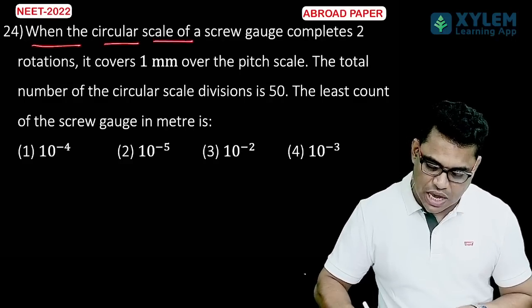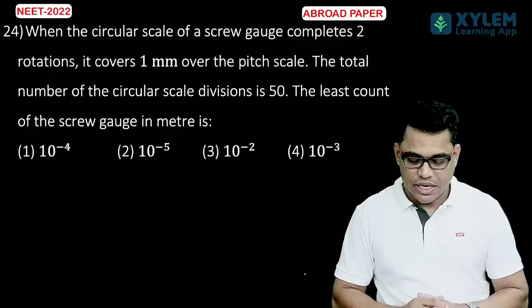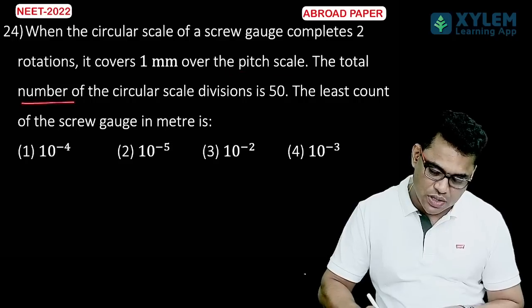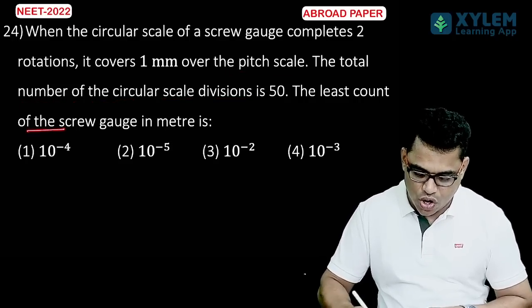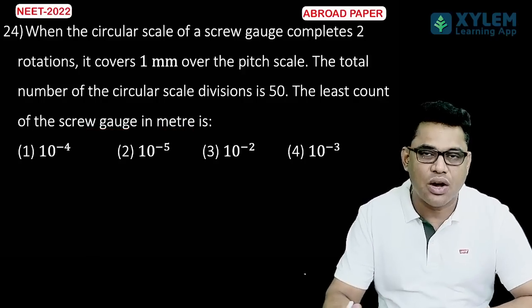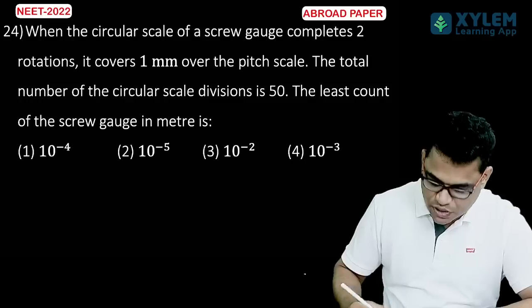24th question. When the circular scale of a screw gauge completes 2 rotations, it covers 1 millimeter over the pitch scale. The total number of circular scale divisions is 50. Least count of the screw gauge in meters is equal to. So, least count is equal to pitch divided by number of head scale divisions. Let us find pitch first.